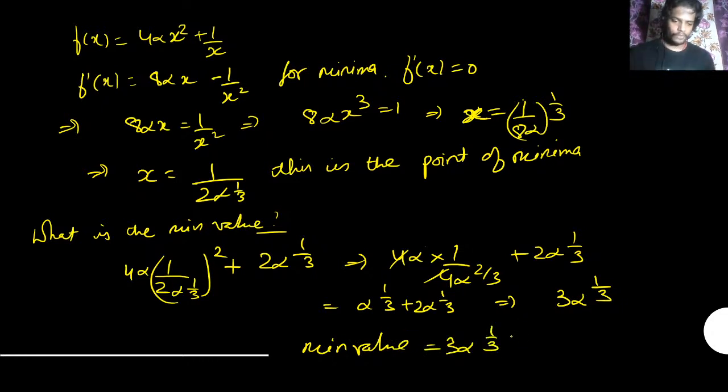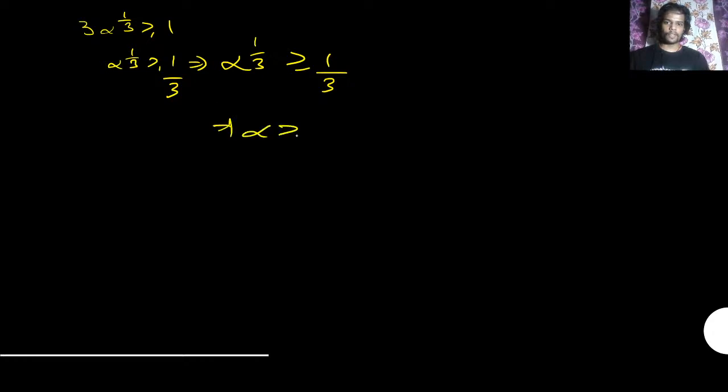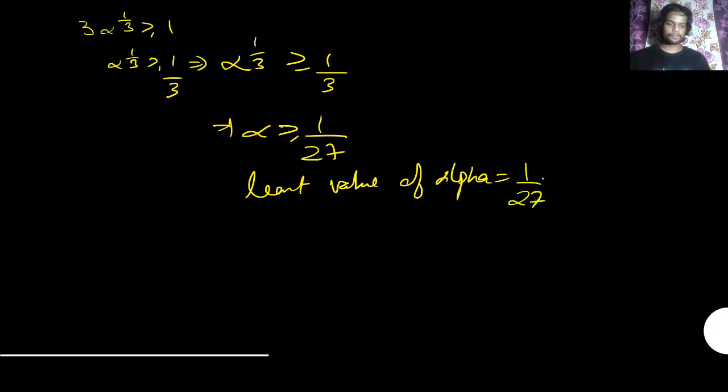This is the minimum value, and we want this minimum value to be greater than or equal to 1. So if we solve it, we will get this, which should imply that alpha is greater than or equal to 1 upon 27. So the least value of alpha is 1 over 27. Okay, maybe I'm writing too small. I should increase the size, because on the screen it looks very small. Anyway, I hope this is clear.